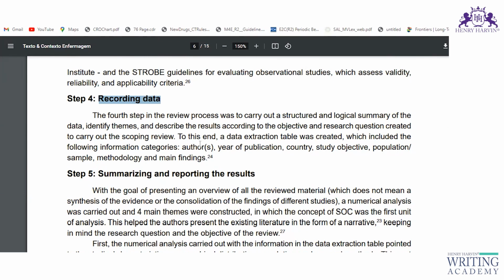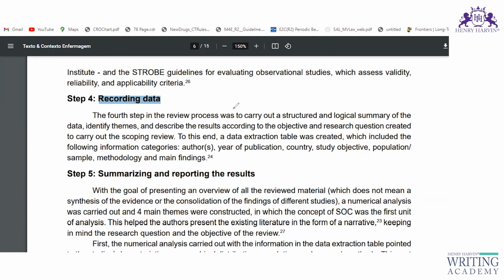To this end, the data extraction table was created, which included the following information categories: authors, year of publication, country, study objective, population, sample, methodology, and main findings. So now I will tell you how you can do this data extraction process. Now, it is not mandatory that you mention this process in your article. You can just mention that the recording of the data was done using a particular method. That's it. You do not have to write the extracted information in any article. Okay, so I will tell you how you can do it.